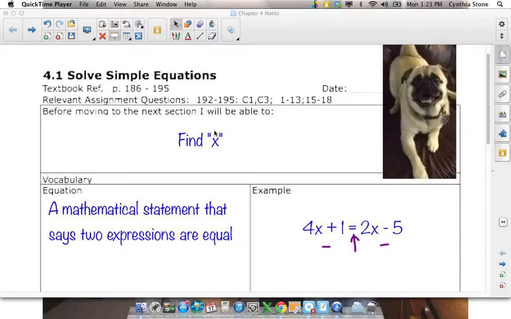so we want to find x or g or x or m or whatever. First of all, when I say equation, what does it mean? A mathematical statement that says two expressions are equal. So up until now we've dealt with an expression, like 4x plus 1 would be an expression. Now we're saying 4x plus 1 equals 2x minus 5.